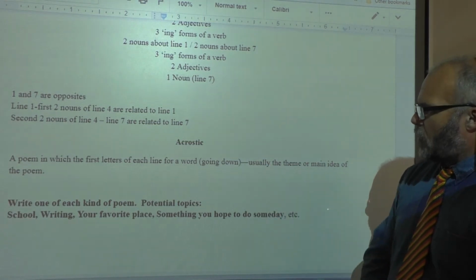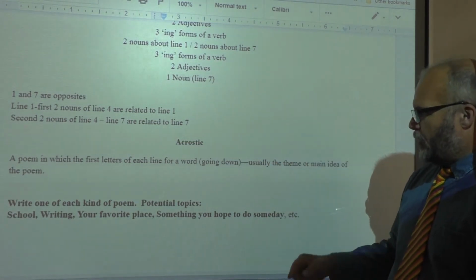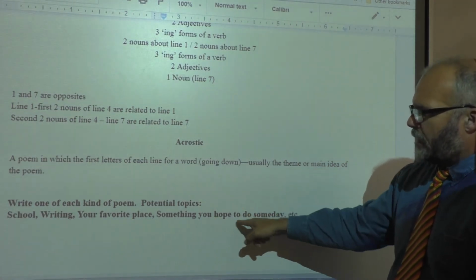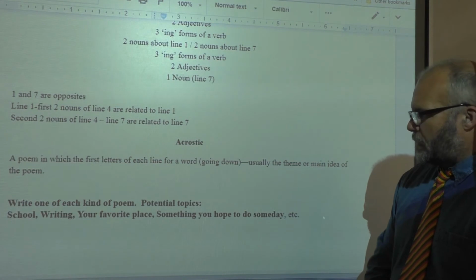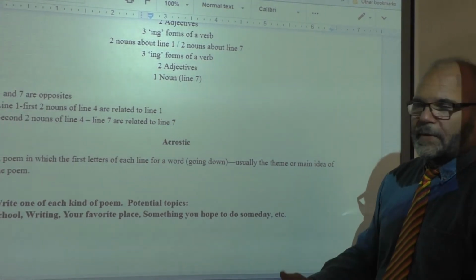And then an acrostic poem is when the letters down the side make up a word. I've asked you to write a poem of each type, potentially thinking about these topics, but whatever topics you like. School, writing, your favorite place, something you hope to do someday, something like that.